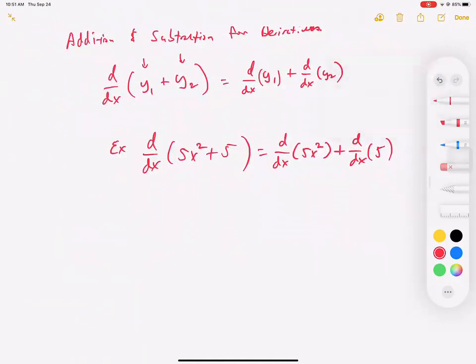So to do this problem, let's go ahead and use all our rules. This is a constant multiple because I have a constant of 5. I'm going to write it out. You don't have to eventually, but I'm going to write it out. Let's write it as 5 d over dx of x squared. See how I kicked out the 5 because it's a constant?